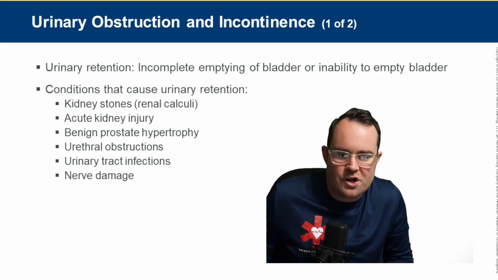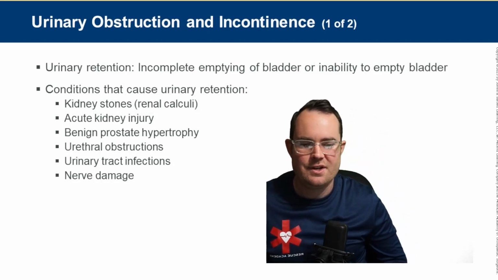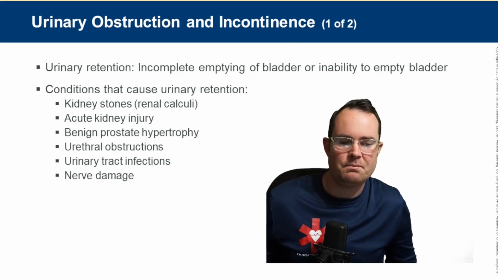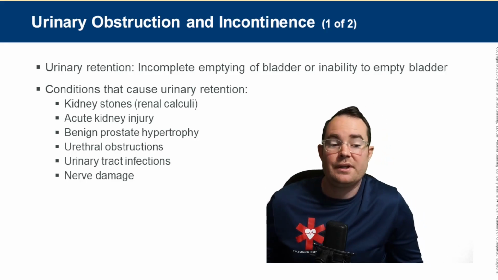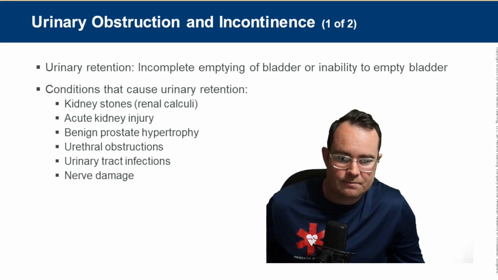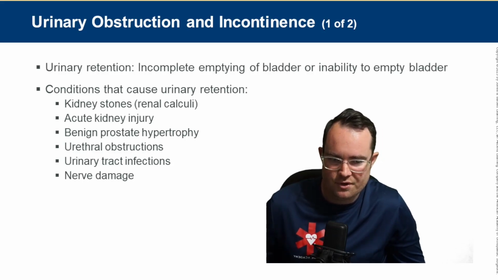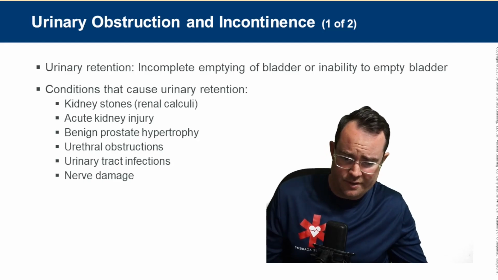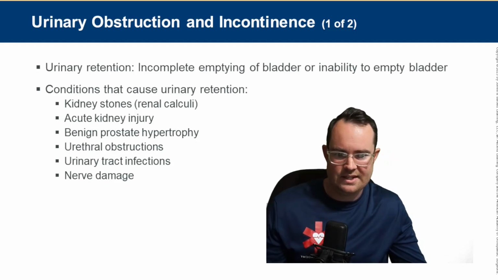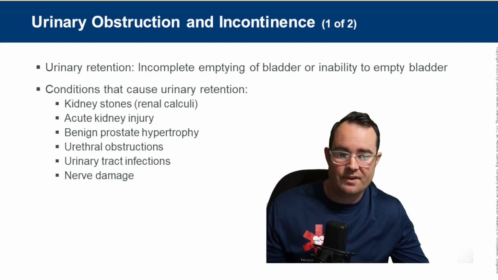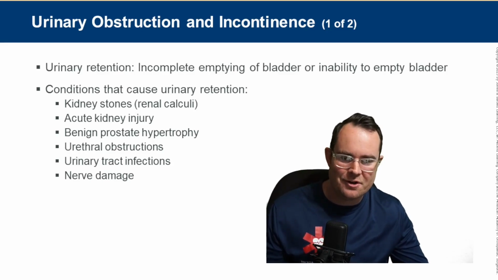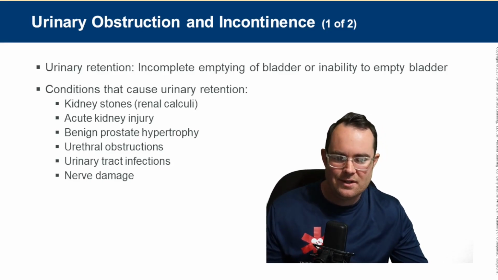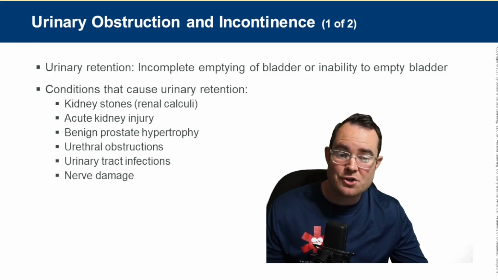Some urinary obstruction and incontinence discussions. Urinary retention is just incomplete emptying of the bladder or inability to empty out the bladder. That is urinary obstruction, right? A lot of different causes of this urinary retention. It says kidney stones, AKI, also known as acute kidney injuries, prostate hypertrophy.